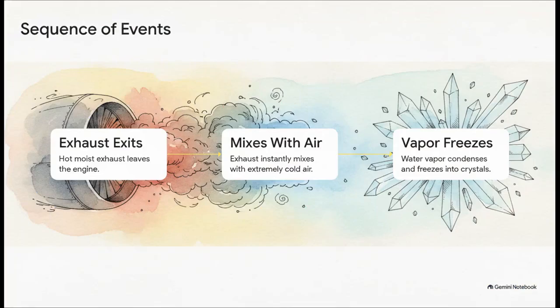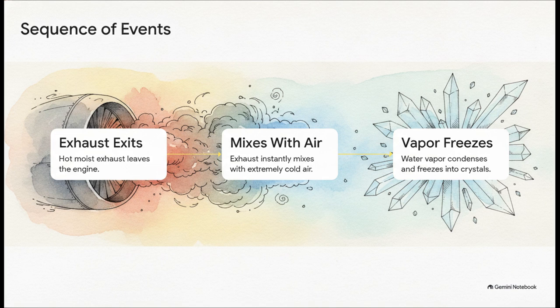This sets the stage for one of the most traumatic, yet entirely invisible collisions in nature. The fiery, wet heat of the engine exhaust is about to violently slam into the deep freeze of the upper atmosphere. Let's walk through this rapid-fire sequence. Step 1. The hot, moist exhaust aggressively leaves the jet engine. Step 2. That superheated exhaust instantly mixes with the extremely cold sub-zero atmospheric air. And step 3, this violent temperature crash forces the invisible water vapor in the exhaust to condense instantly.